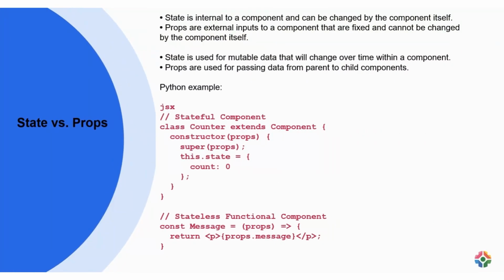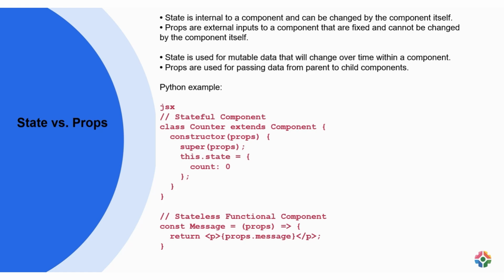In React, state is an internal data storage that a component can modify, whereas props are external data inputs that remain fixed and cannot be altered by the component. State is commonly utilized for storing mutable data within a component, allowing the component to manage and update its internal state over time. Props, on the other hand, are employed for transmitting data from a parent component to a child component, enabling the child component to render based on the received props. For example, in a counter component, the count value could be stored in the component's state as it is subject to change. Meanwhile, a message component might receive a static message to display from its parent component via props.